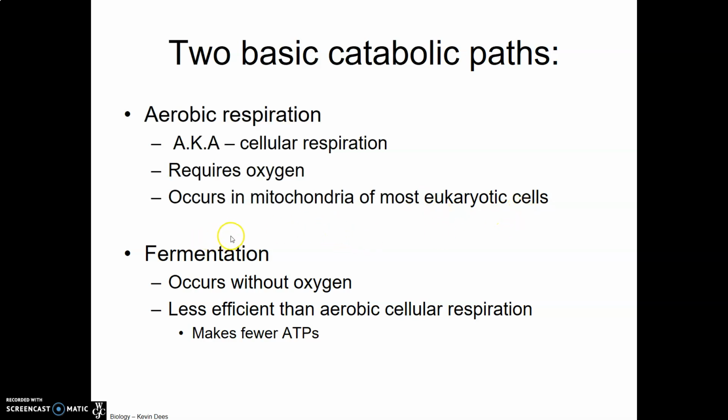The other catabolic pathway is a pathway known as fermentation. Now, fermentation will occur without oxygen being present, and so it doesn't require the mitochondria, and it's actually going to be less efficient than aerobic cellular respiration. And the efficiency here refers to the fact that it will make fewer ATPs per unit of glucose, for instance.